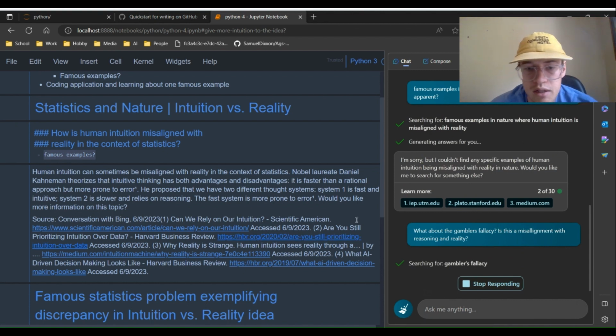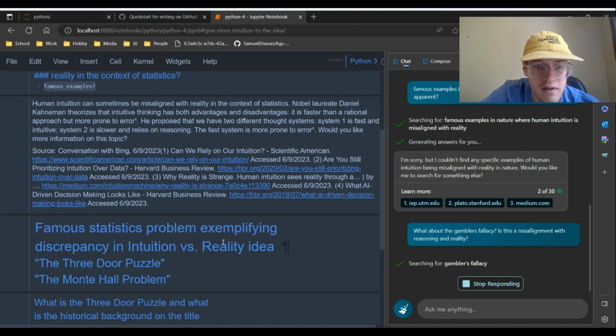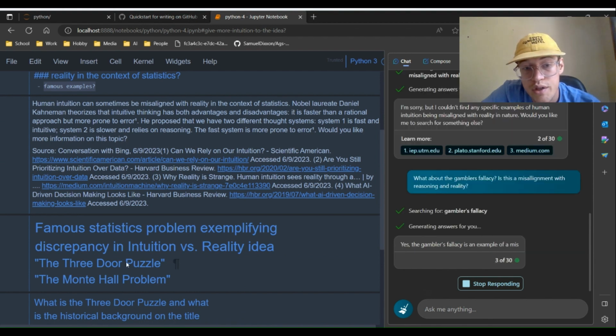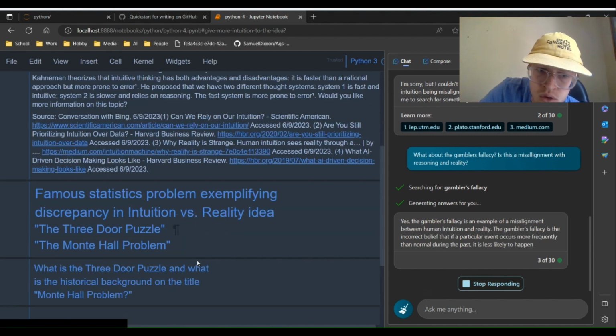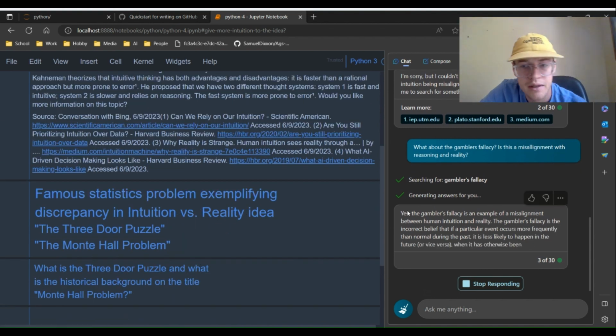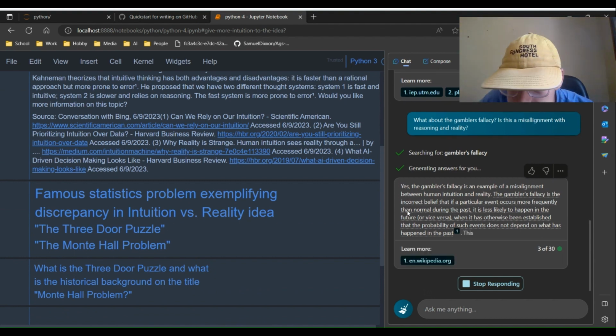Another idea that I'm going to be exploring next is a famous statistics problem exemplifying this discrepancy, called the three door puzzle or the Monte Hall problem. I'll be doing that next, but let's get back to this response.